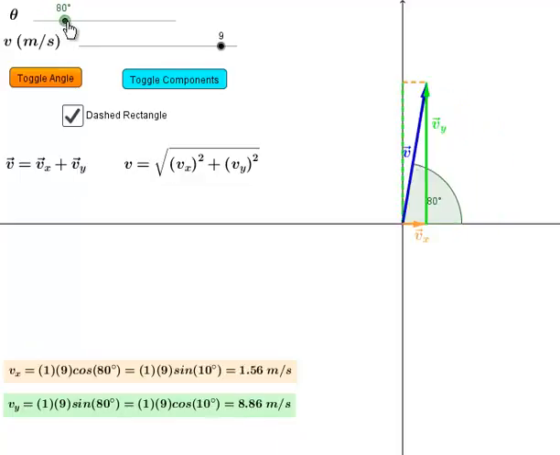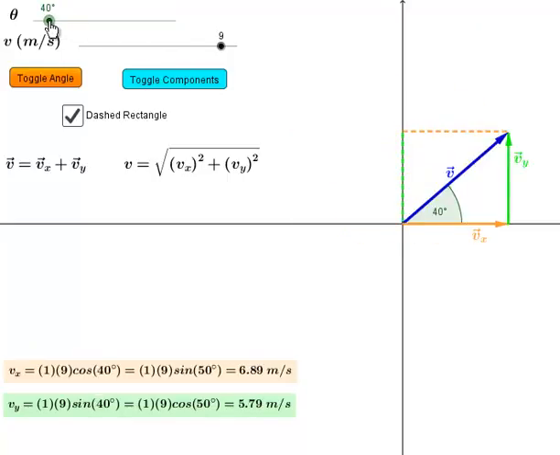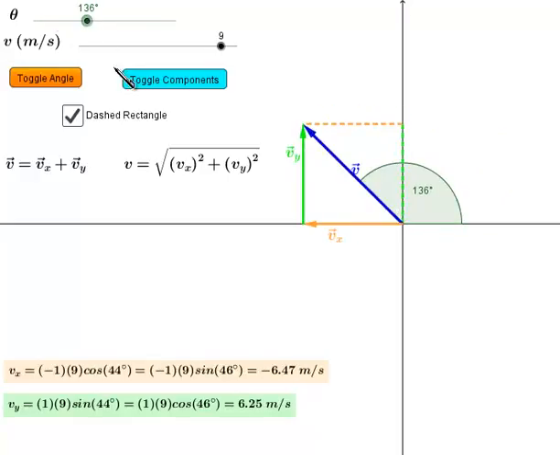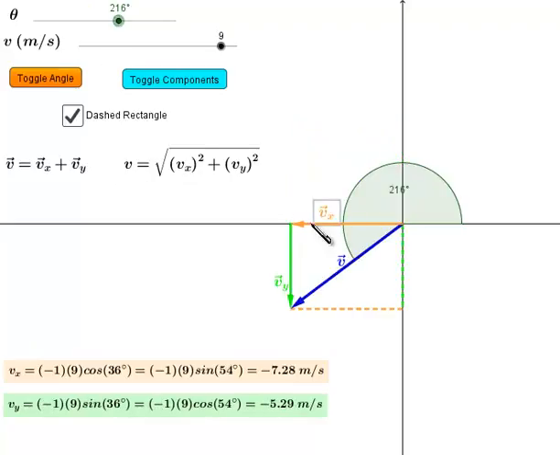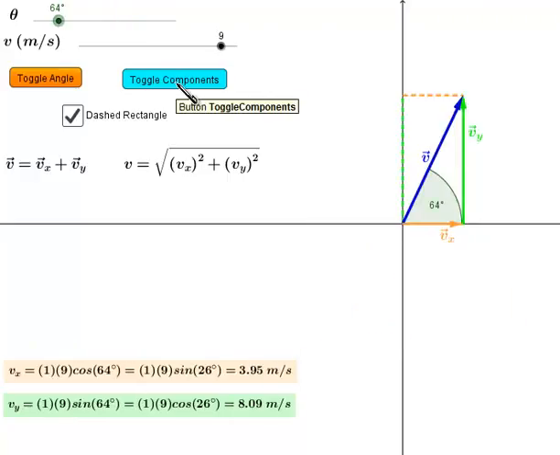So notice as I move the vector into the different quadrants, the components change direction. In the first quadrant, both vectors are in the positive directions, positive x, positive y. In this quadrant, this vector is still in the positive y direction, but now this vector is in the negative x direction. Now both vectors point in the negative directions. This in the negative x, this in the negative y. And over here, this vector component points in the positive x direction, while this vector component points in the negative y direction. This button allows us to toggle the components.